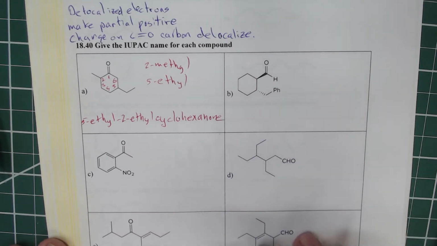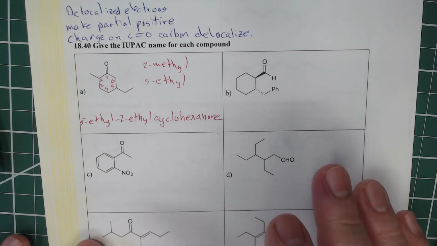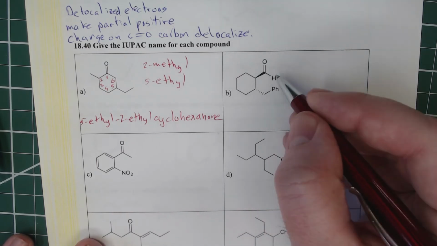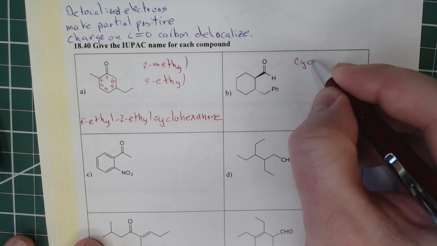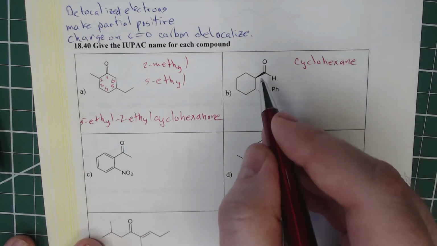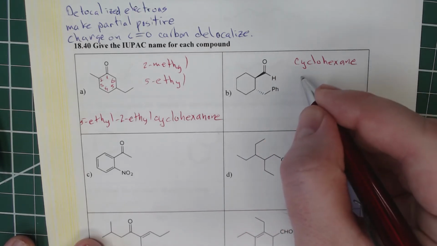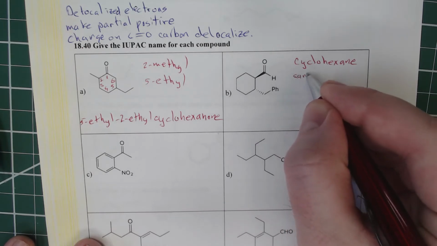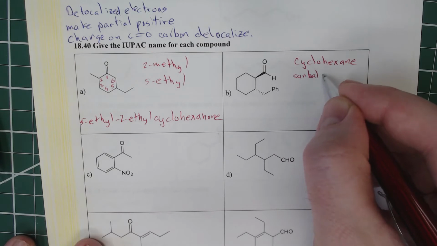All right. And so that is the proper IUPAC nomenclature for this. All right, so on this one, there's a couple of different features. Here, we've got cyclohexane, so it's a cyclohexane. And we've got a substituent on here that is a carbaldehyde, so it's a cyclohexane carbaldehyde. So we'll put carbaldehyde.